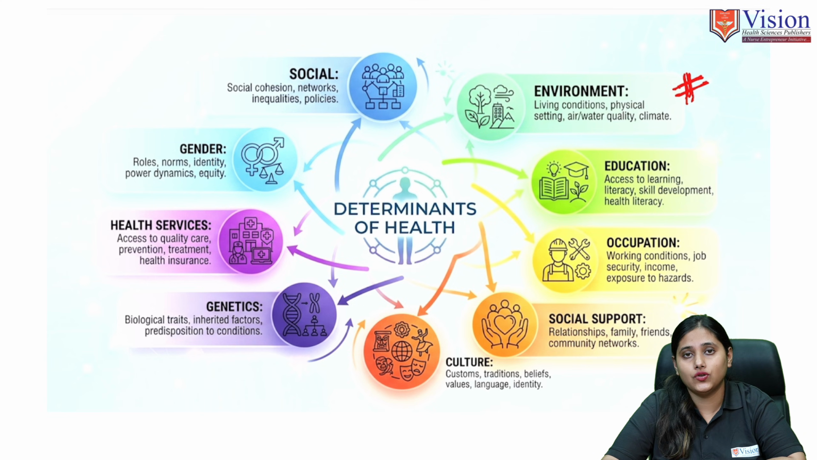Our living conditions, physical setting, air and water quality, or the climate. If our water is contaminated, we will be suffering from waterborne diseases. If there is air pollution in the environment, we will be suffering from different respiratory diseases. If we live in unhygienic conditions, we will get other diseases, like TB, tuberculosis. These are some examples of environmental factors.